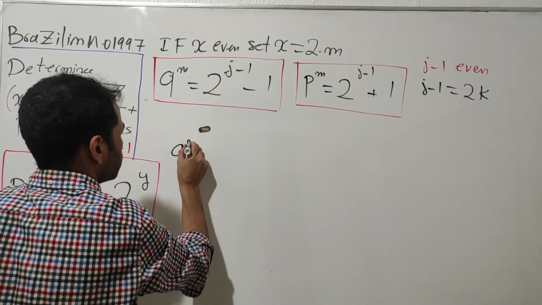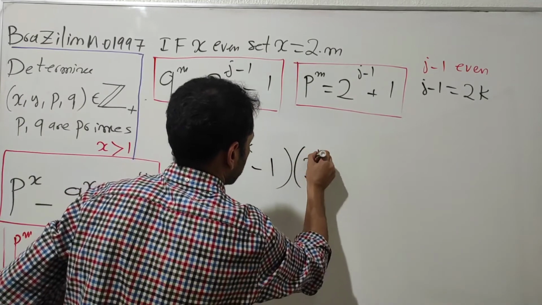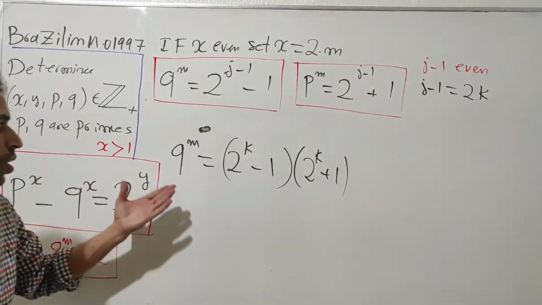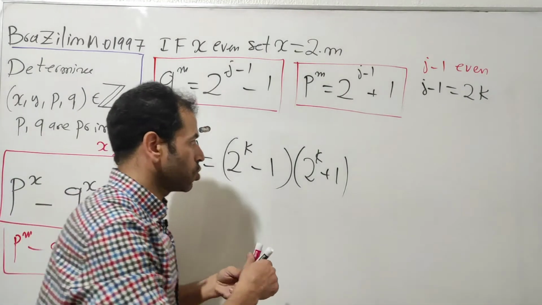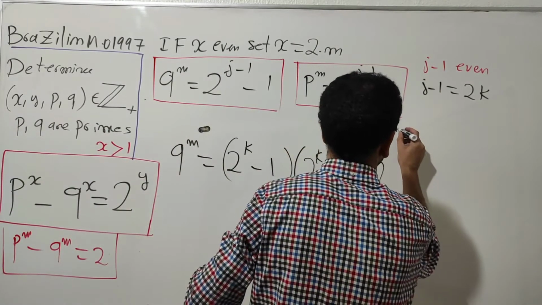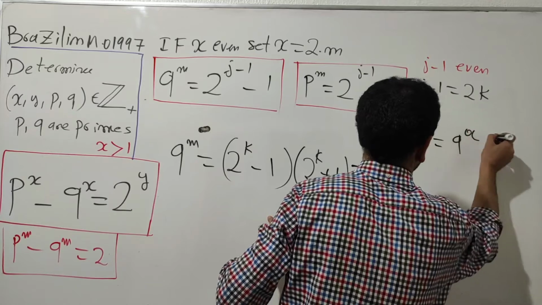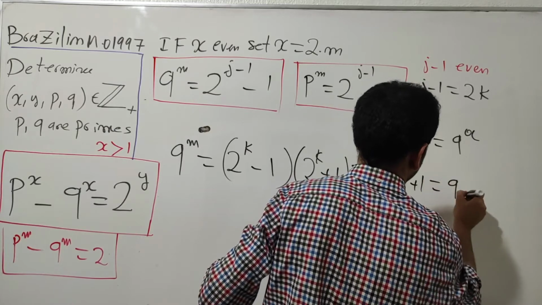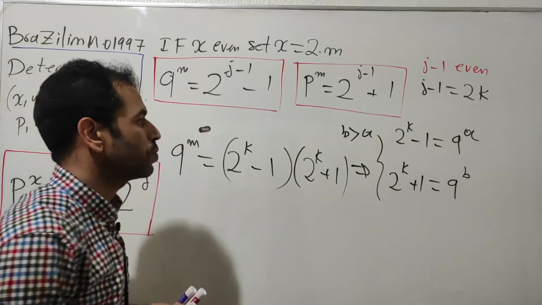I will have q to the m equals (2 to the k minus 1) times (2 to the k plus 1). So it's more simple here, because we get a product equal to a power of q, which means each of these terms must be a power of q, okay? So let's write this as a system of equations as I have previously done. We get 2 to the k minus 1 equals q to the a. The other one, 2 to the k plus 1, equals q to the b. We always keep b strictly greater than a.